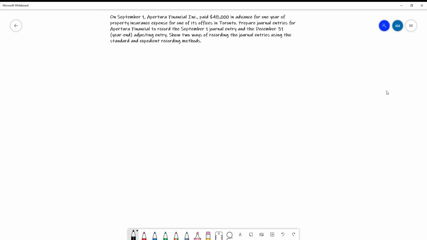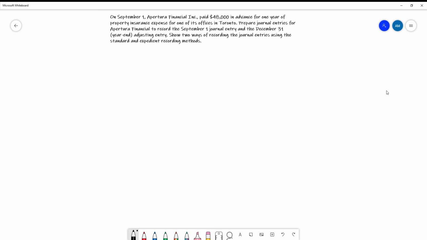So we have this question here, which reads that on September 1st, Apertura Financial Inc. paid $48,000 in advance for 1 year of property insurance expense for one of its offices in Toronto. Prepare journal entries for Apertura Financial to record the September 1st journal entry and the December 31st year-end adjusting entry. Show two ways of recording the journal entries using the standard and expedient recording methods.